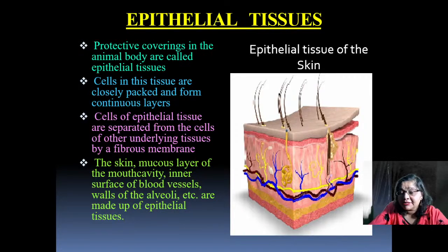Here you can see a picture of the epithelial tissue of the skin. You all know skin has 7 different layers, right? All these are protective. The skin protects us from outer environmental stimuli, which might be dangerous to us. So epithelial tissues are protective tissue generally.